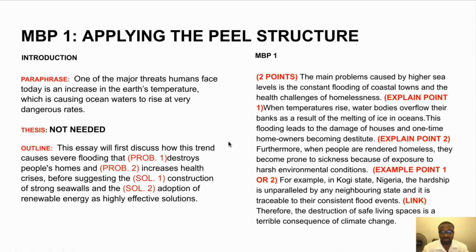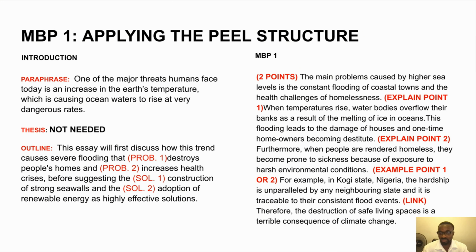So let's look at the main body paragraph one. How are we going to state in the first sentence or first two sentences the problems we identified in the introduction, which include destruction of homes and increase in health challenges as problems that are caused by flooding? So let's read it off here. The main problems caused by higher sea levels is the constant flooding of coastal towns and the health challenges of homelessness. So you've seen in a single sentence, we've been able to state the two problems that are caused by flooding. So that is what you should aim to do in your essay.